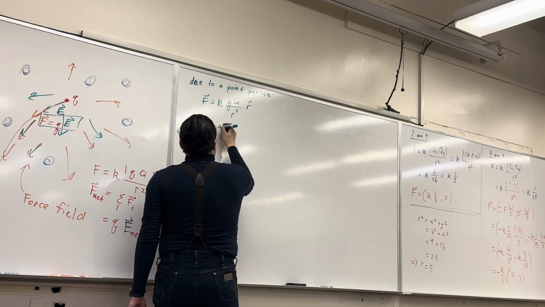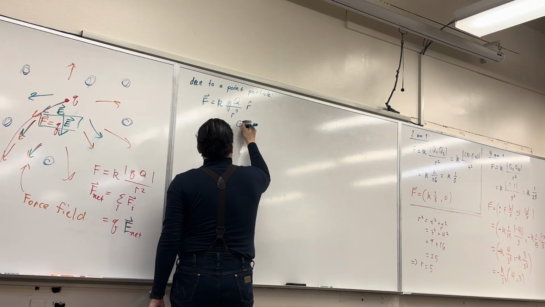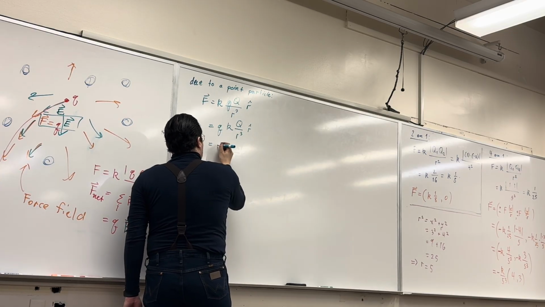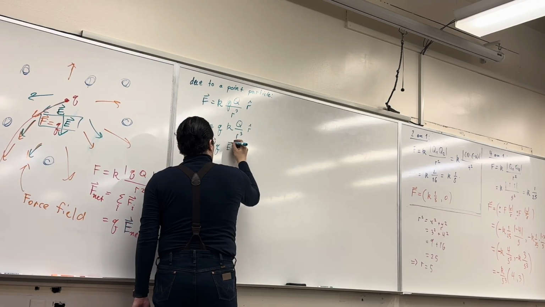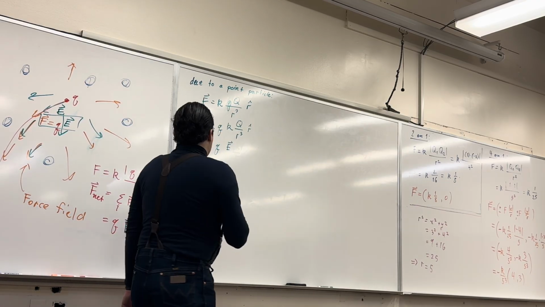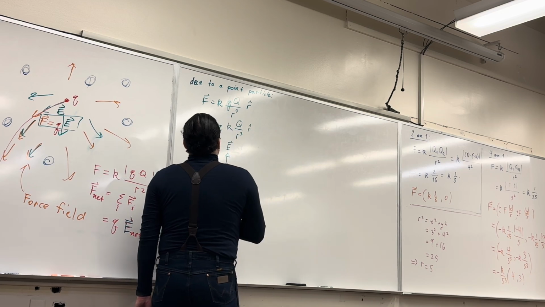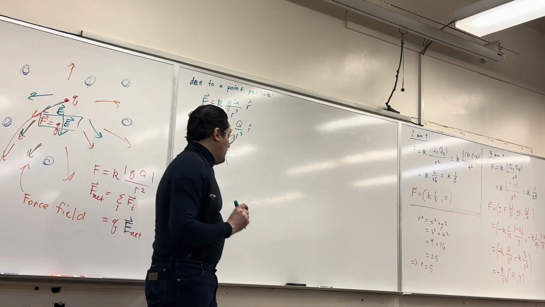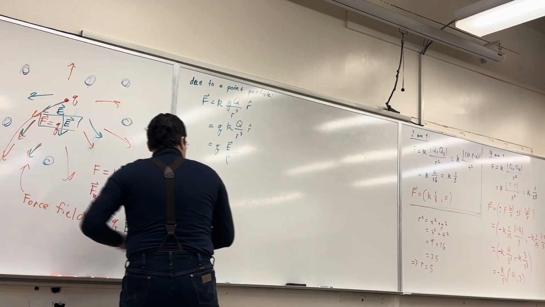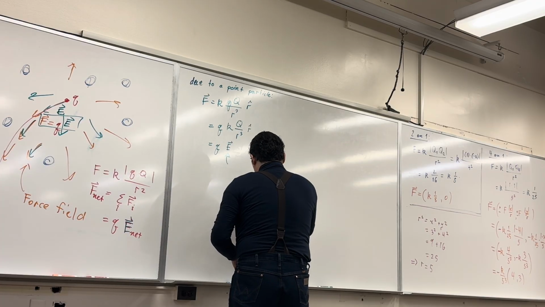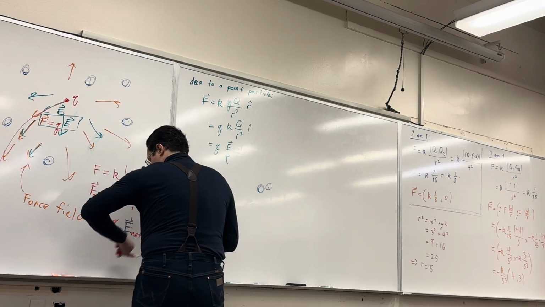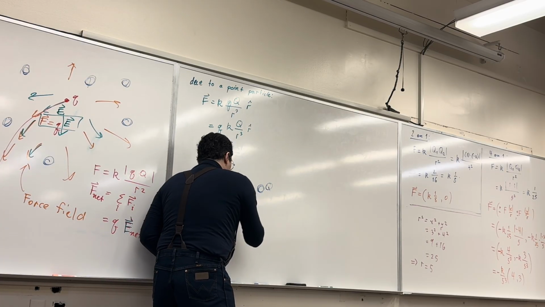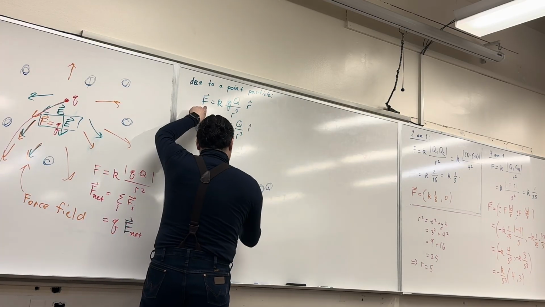I can write this as Q times some other quantity. Okay, this is a vector. And I can write this as Q times something that I might call E. And so this is the electric field at a point due to a point particle. Okay, so on the one hand, let's say I have a big Q here, and I have a little q here. The big Q exerts a force on the little q given by this.